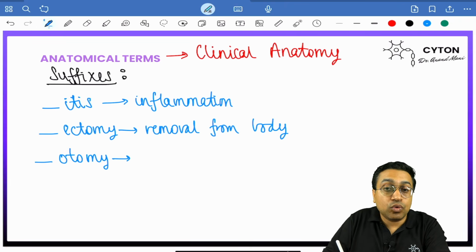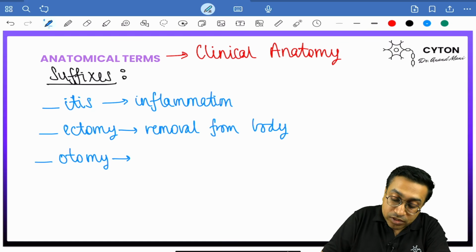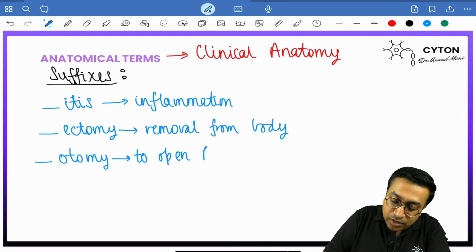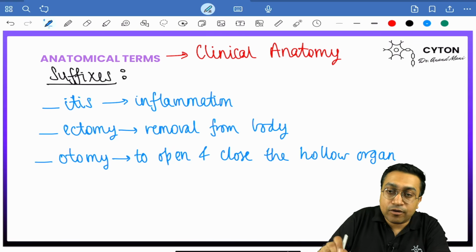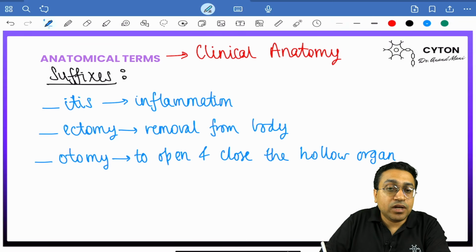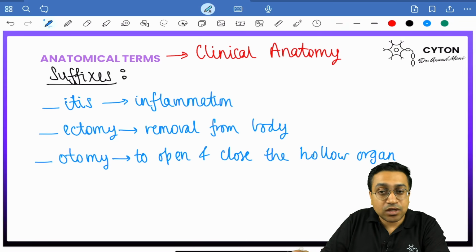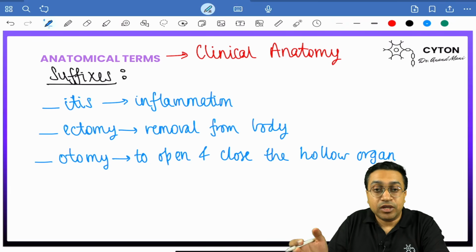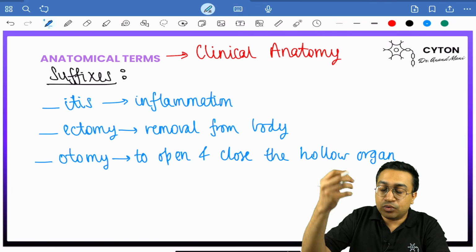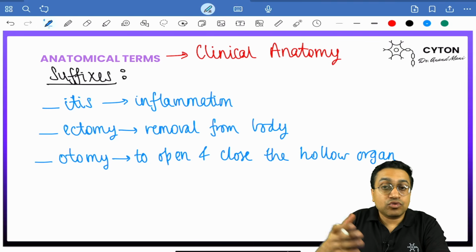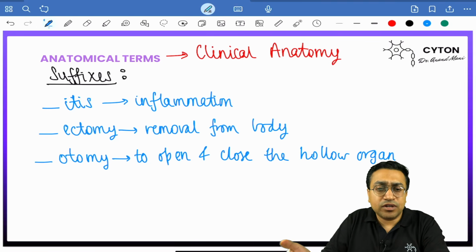Otomy means to open and close the hollow organ or region. Example, laparotomy, opening and closing the abdominal cavity. Hysterotomy, opening and closing the uterus in case when you are doing the cesarean to take out the baby. Then cystostomy. Okay, so these are all different terminologies.